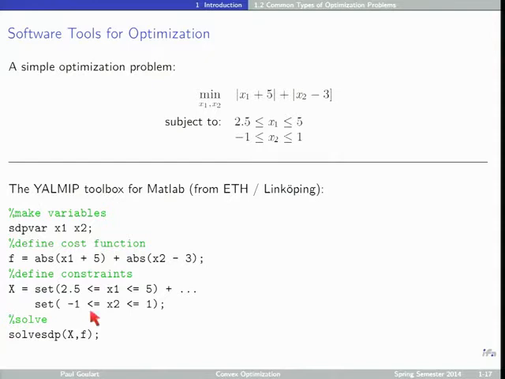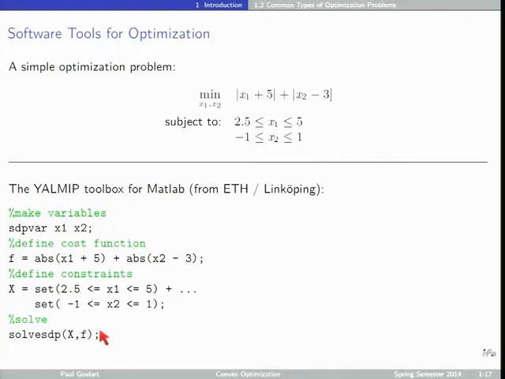You define your constraints by saying that big X is the set of all X's that satisfy these inequalities, intersected with the set of all X's that satisfy those inequalities, and then you say solve. And it solves it for you with whatever its default solver is. If you don't like the answer, you can tell it to use a different solver, and you hope they give you the same answer. In this case, they would, because the problem is nice.